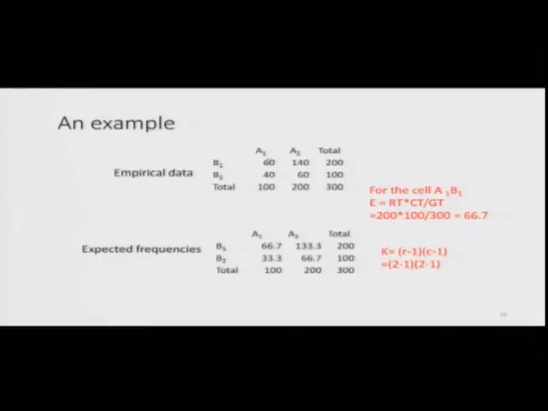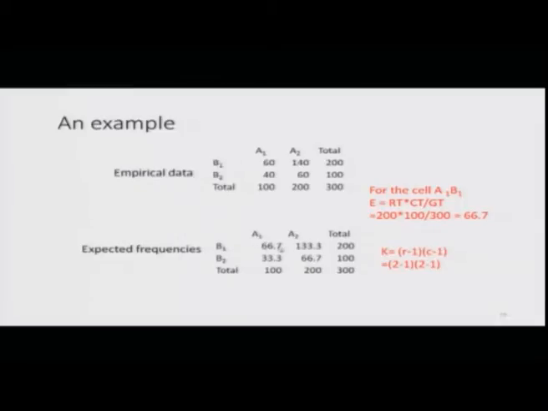There are 2 categories of A, A1 and A2. There are 2 categories of B, B1 and B2, and these are the data. The total sample size is 300, out of which 200 belong to B1, 100 belong to B2, and 100 belong to A1, 200 belong to A2, and these are the observed frequencies in 4 different cells. Like there are 60 cases who belong to A1 category according to A and B1 category according to B. Then we calculate expected frequencies.